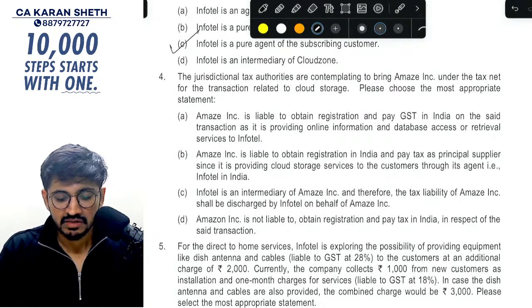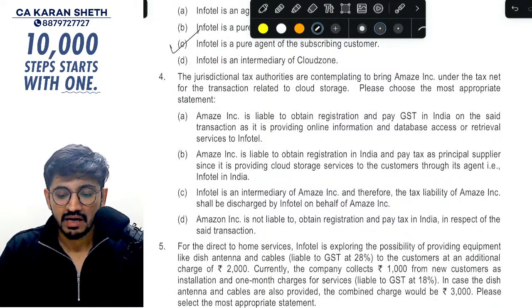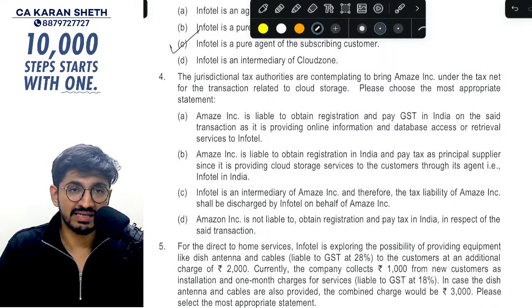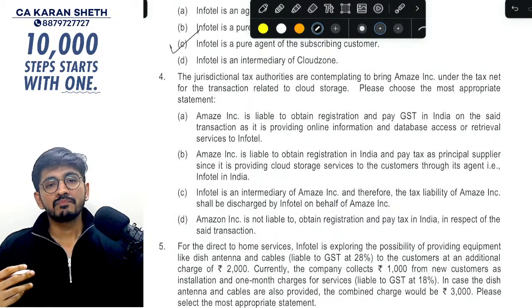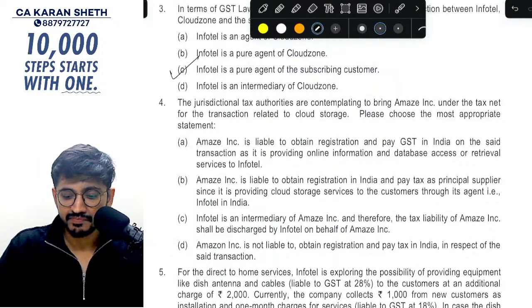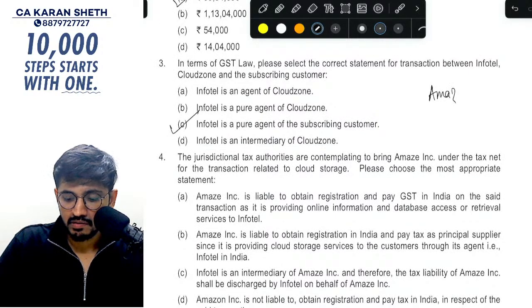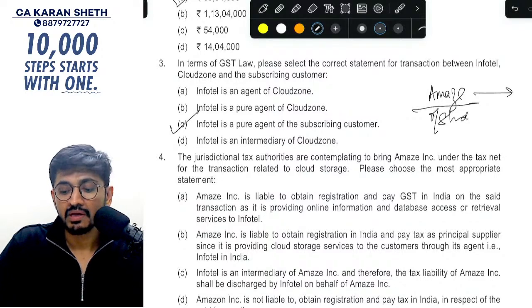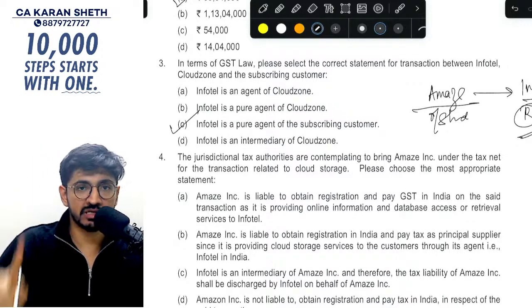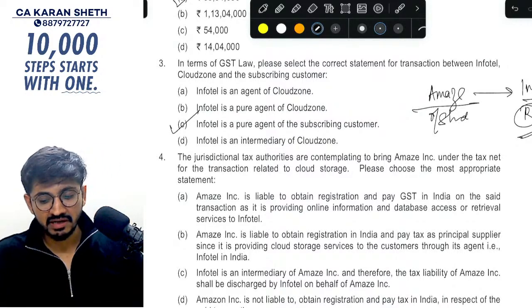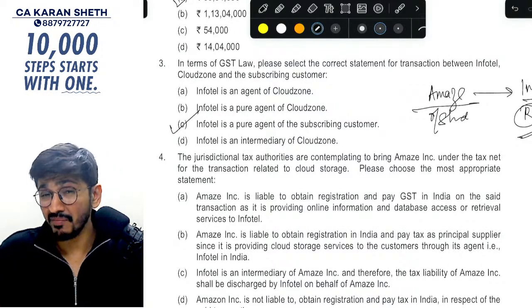Next is, my dear friends, the jurisdictional tax authorities are contemplating to bring Amaze Inc. under the tax net. Is the statement correct? Please choose the most appropriate information. Firstly, where is Amaze Inc.? Outside India, right? It's giving service to whom? Correct. Infotel, which is a registered person in India. Mind you, not unregistered, registered person in India, right? And what is it giving? Cloud computing service, OIDAR service, fair enough.